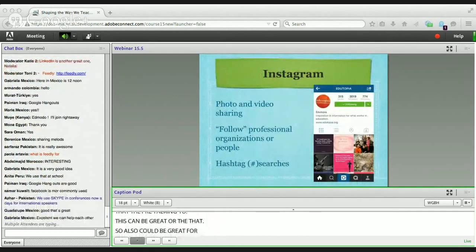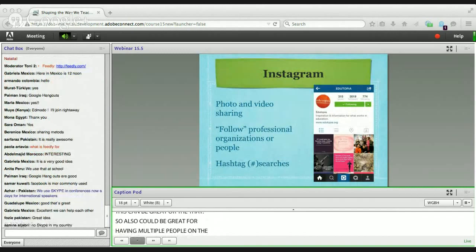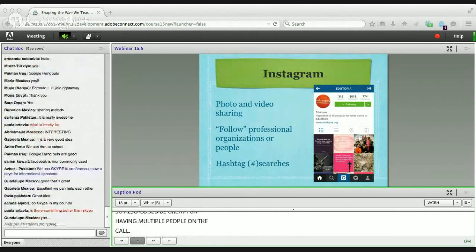Okay, Instagram. Some of you might be familiar with Instagram. This would be an opportunity to share photos and videos.